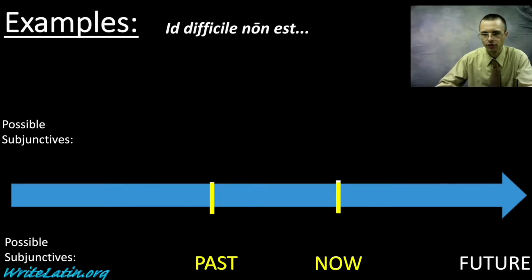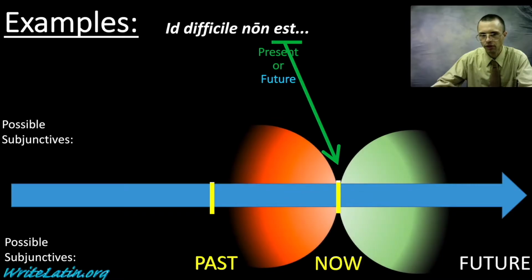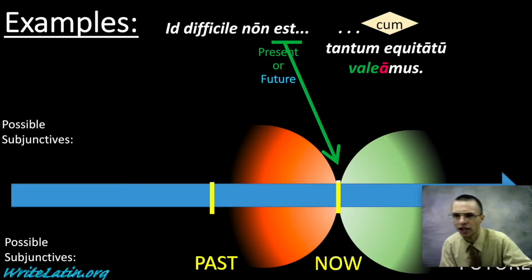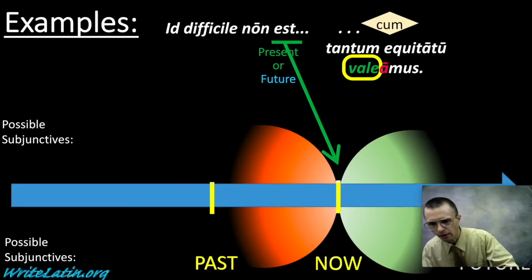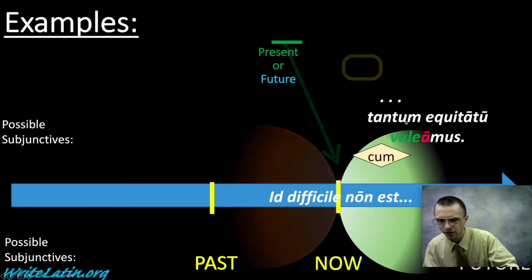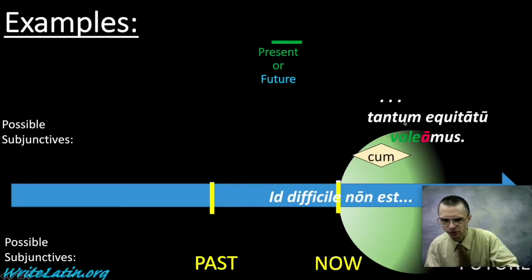And let's go through a couple of these. Id non difficile est is a present main verb. Cum tantum equitatu valeamus, when we should be so strong in cavalry. All right. Well, this is obviously going to be in the green sphere because it's got a green present stem. So that's the present forward-looking subjunctive.